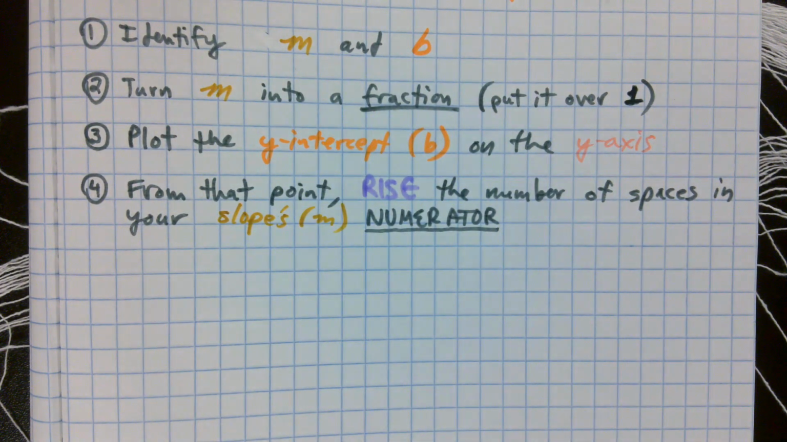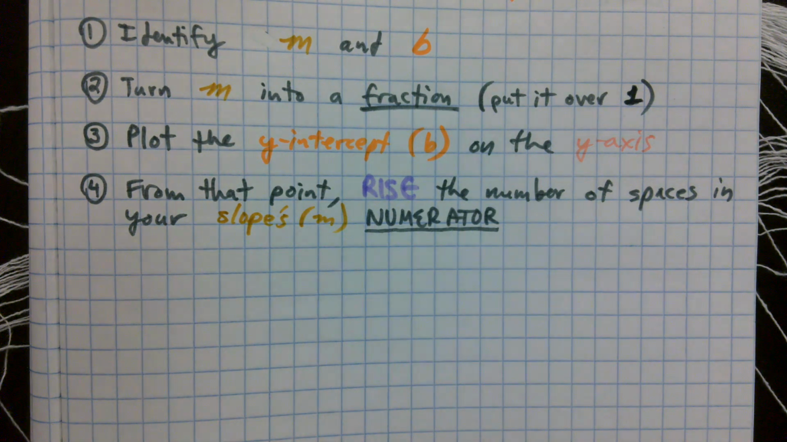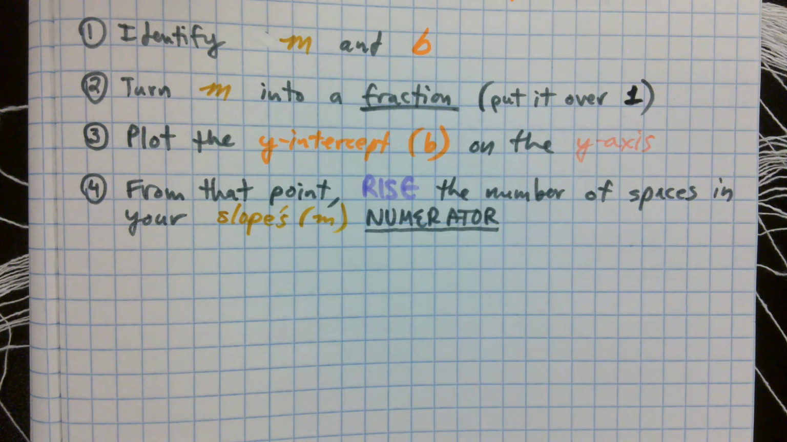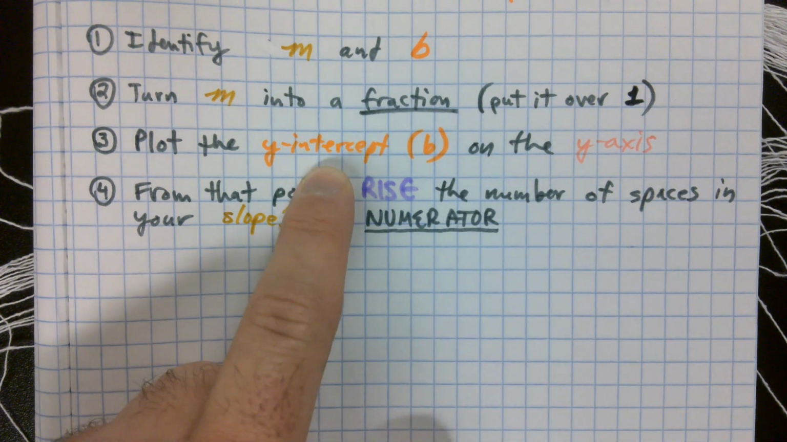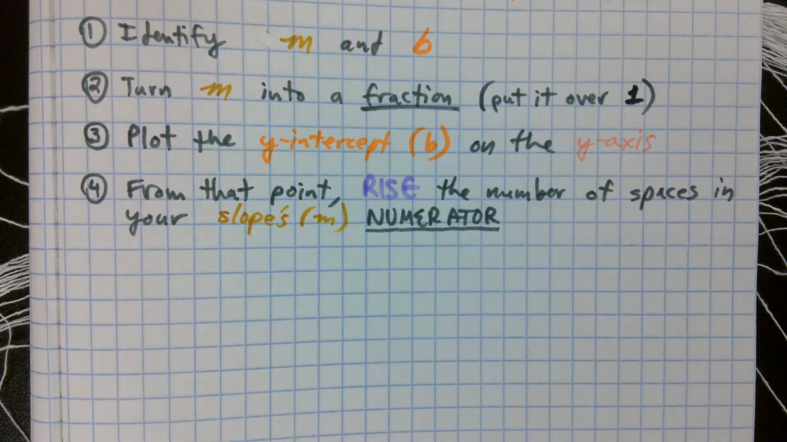Remember, slope, as we've talked about, is just rise over run. Rise being on top, run being on bottom. So if our numerator in our slope is 2, from the y-intercept, we're going to rise up 2 spaces. That's what step 4 is essentially saying. I know the wording is a little bit confusing. Once we actually see the work, it's going to be a lot simpler than understanding these rules, but we're going to have these steps in place in case you ever forget.